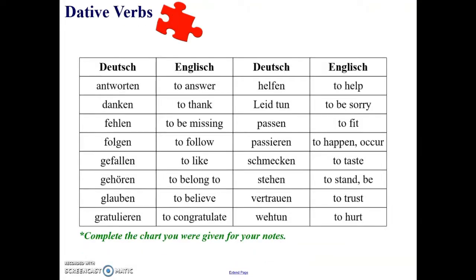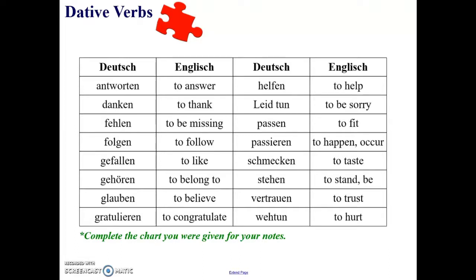The new piece in this lesson are the dative verbs. Some of these verbs might look familiar from German 1, but many of them are going to be new. So on Schoology, I did provide you with a blank note sheet to fill in all of these verbs. If you would like to pause the video now to fill those in, if you were unable to print the chart, you might just take these down then into your notes.